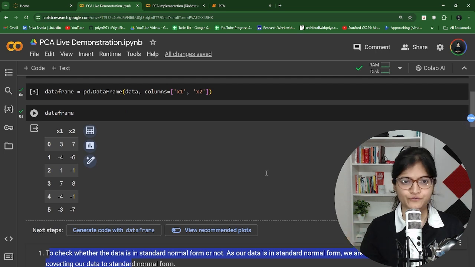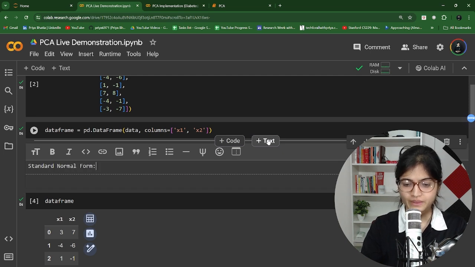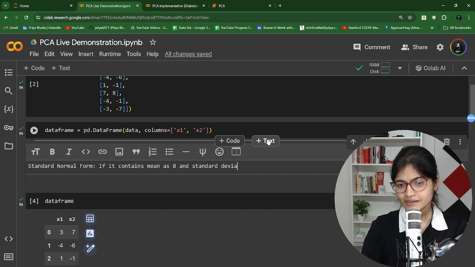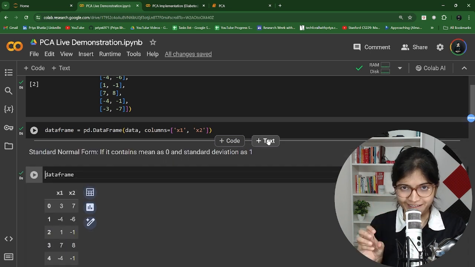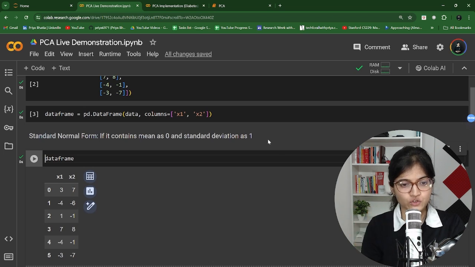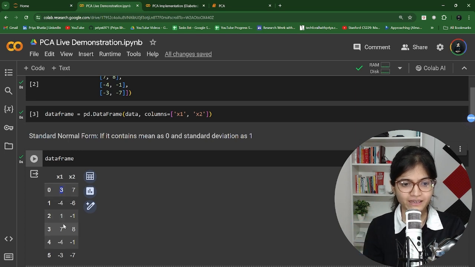What is the meaning of SNF? You all know, right? Any particular data is in the standard normal form if it contains mean as 0 and standard deviation as 1. I hope you all know. Now, it's a very small data, right? I have just a few data points available with me here, just 6. So maybe you can just try to add the x1 values and take the average of that. See, 3, minus 4, 1 and 7.